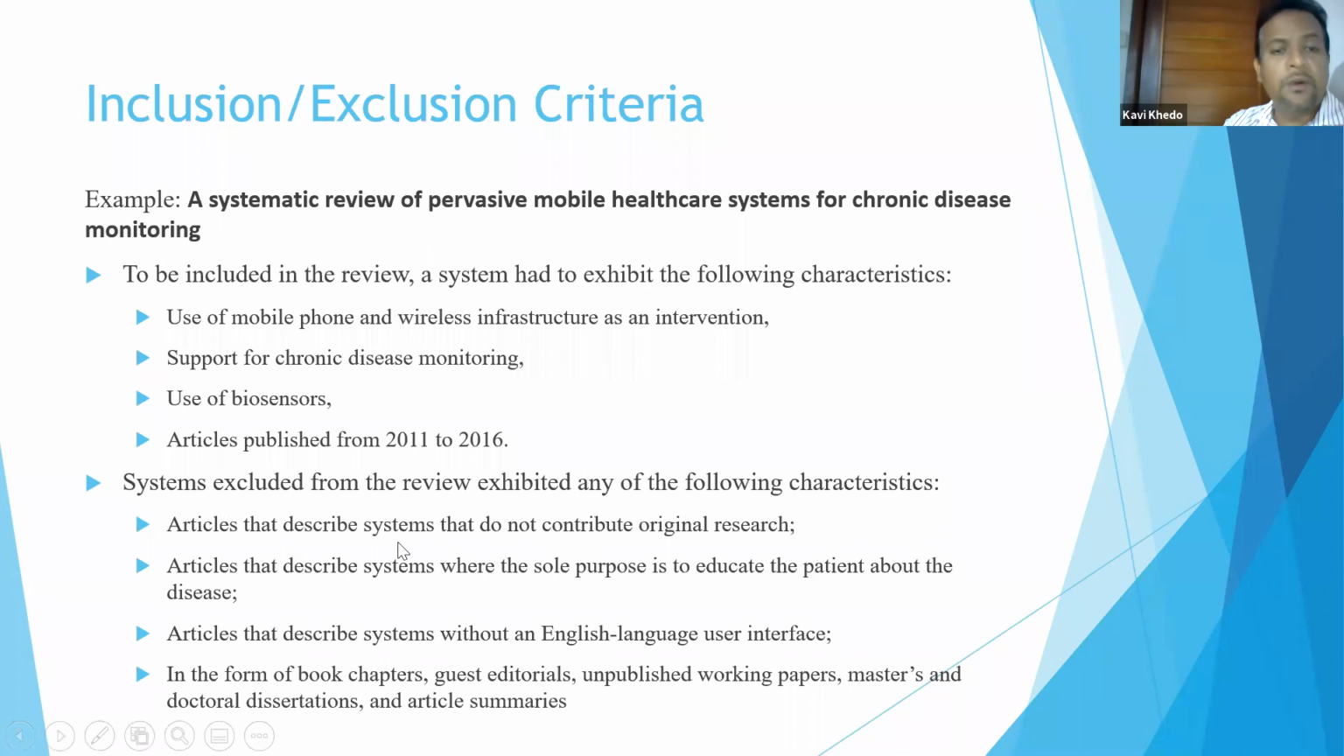We also excluded articles that do not contribute original research, whose sole purpose is to educate, not to monitor a particular chronic disease. Other than the English language, we are not considering. Here I'm introducing a bias. If I do this, actually it is a bias. We call it a language bias. But after all, you cannot eliminate all bias. Here there is a bias, that is, the English language. We are also excluding book chapters and unpublished works, in this case master's or doctoral dissertations. So this was some of the exclusion we had in this study.